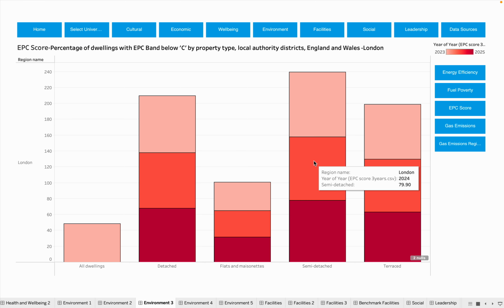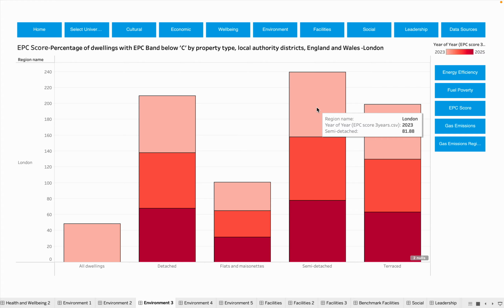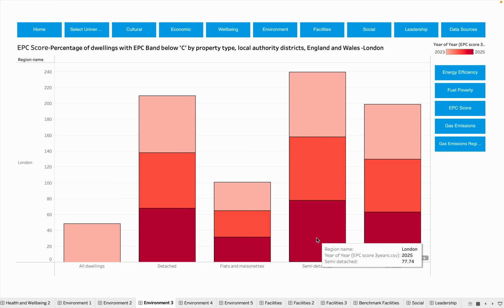And this is a stacked graph showing different years. At the top it's 2023 and at the bottom it's 2025. So for the same colors we can see if the trend has changed or stayed the same.